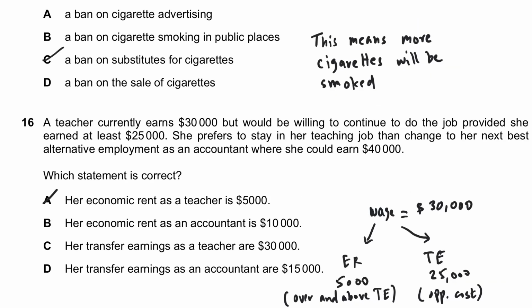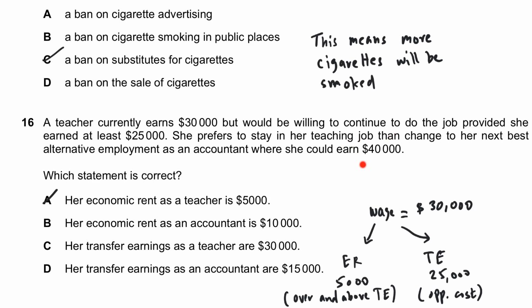Number 16 says a teacher currently earns $30,000 but would be willing to continue to do the job provided she earned at least $25,000. She prefers to stay in her teaching job than change to her next best alternative employment as an accountant where she could earn $40,000. Which statement is correct? Well, the statement that is correct is that her economic rent is $5,000, and the reason why this is the right answer is because if your wage is $30,000, then to do this current profession, the lowest amount that you're willing to accept to do this job is $25,000, which means that anything over and above $25,000 is your economic rent, which is $5,000.